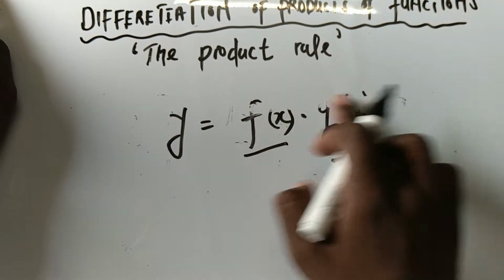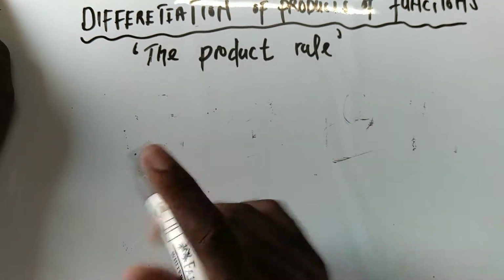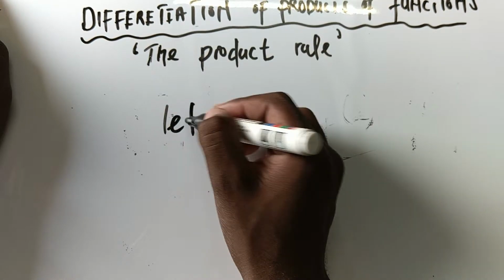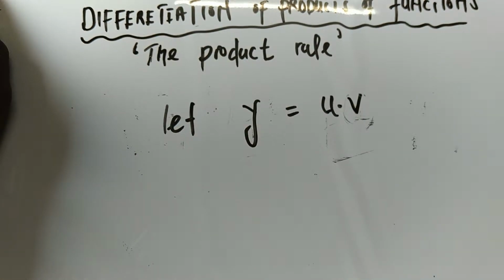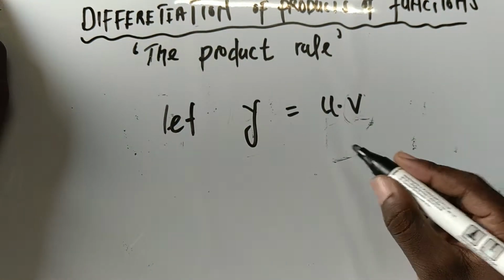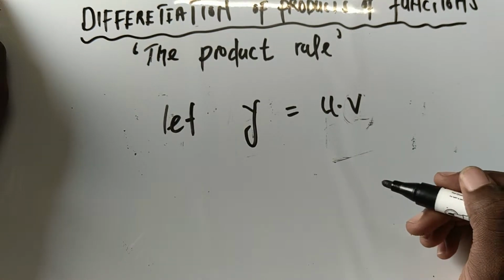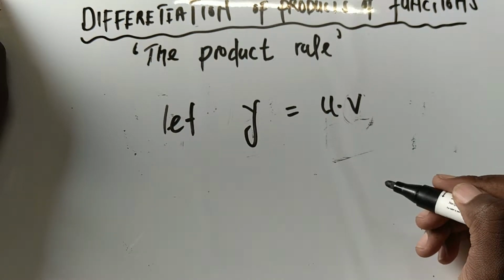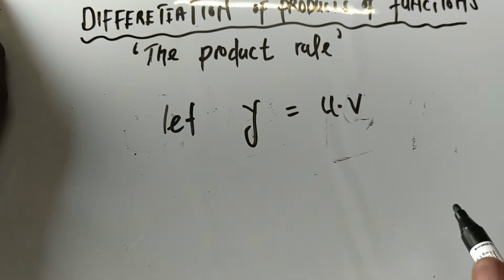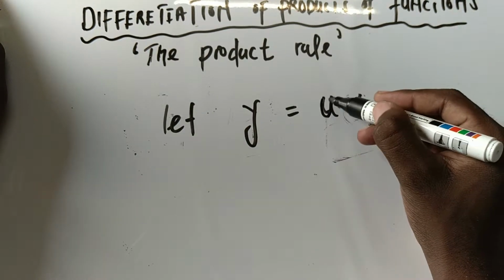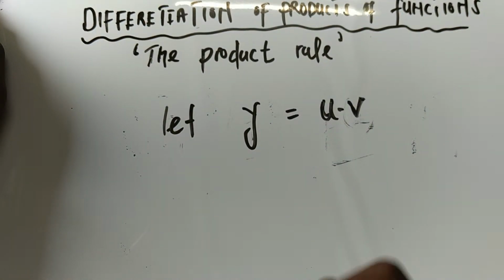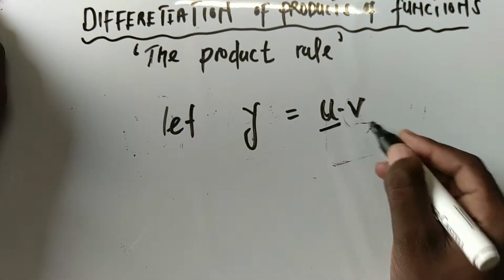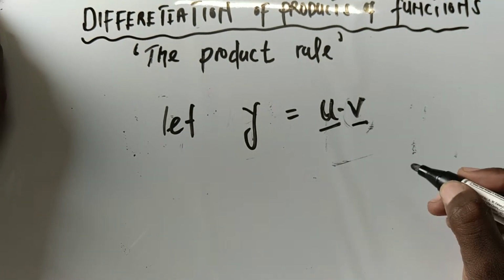So let's say y is equal to u multiplied by v. It's important to note that both u and v are functions of x, and then it implies we can use the product rule, which I now want to define and explain. So this is the product rule. It's always in this form. Y is a product of two functions, in this case u and v, where both u and v are functions of x.